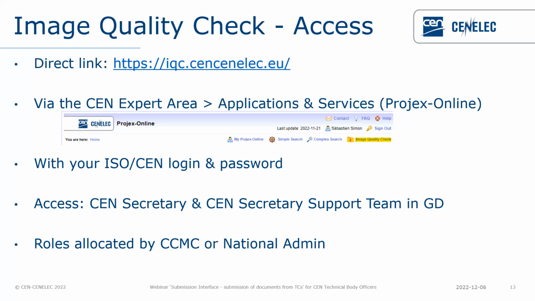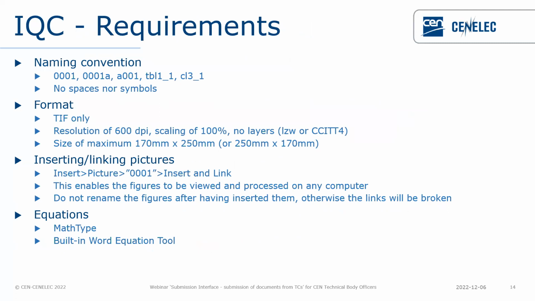From projects online, you do have on the top right the image quality check button that you can click. You have access, of course, with your different logins as shown on the screen. And once you click on the image quality check, you land on the homepage, which we will see in a moment. These are the requirements that we have for the figures, noting that for the naming convention, the most important thing is not to have any spaces nor special symbols within the file name. Otherwise, it will be rejected.